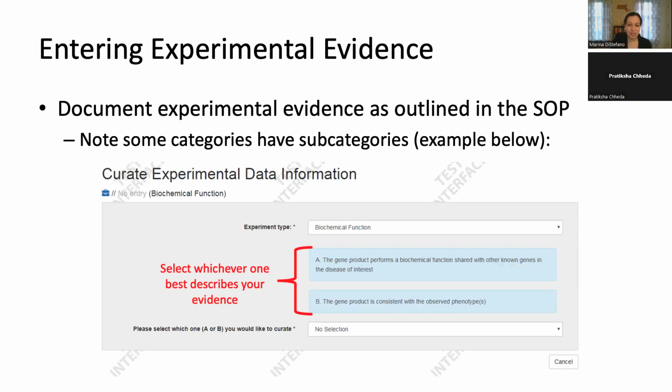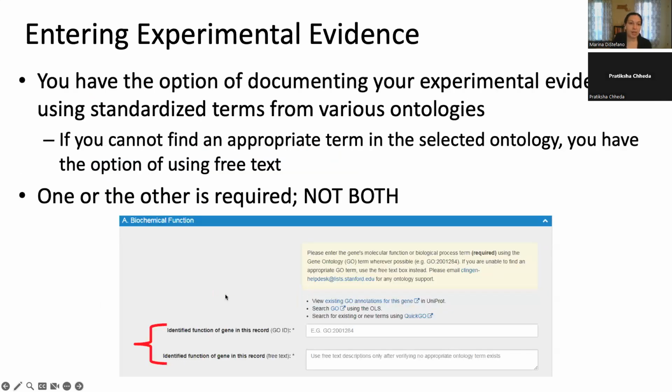Some categories have subcategories. So here's an example for biochemical function. You then need to choose A or B, and it gives a little description. And then you have both the option of using ontology terms or free text within the experimental evidence entry. One of them is required, but not both, and it doesn't matter which one you use. You can check with your expert panel. I would say most of my expert panel use free text descriptions here.